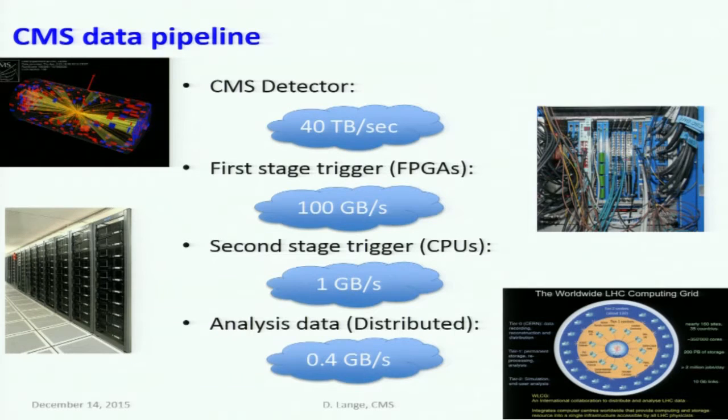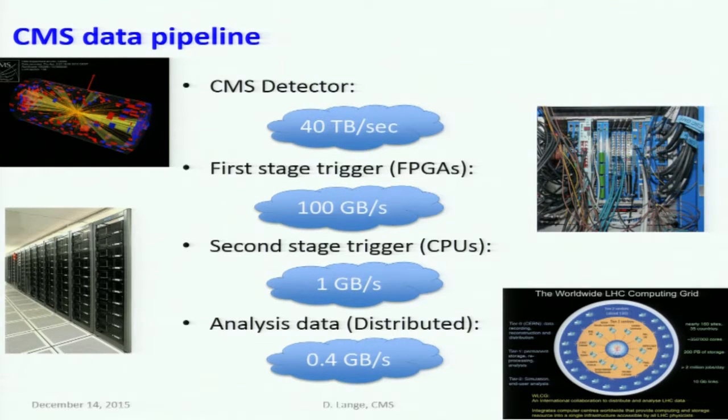I talked about events per second, but we can translate that into bytes per second, and the units are really terabytes per second coming from the detector. The first stage trigger, which happens in milliseconds or microseconds, has an output of about 100 gigabytes per second. It's typically FPGA-like technology, something able to make very, very fast decisions, so those tend to be custom crates of electronics.